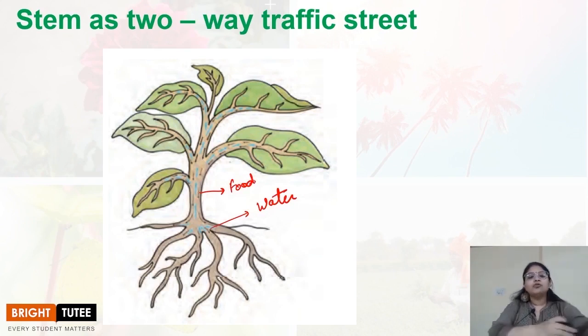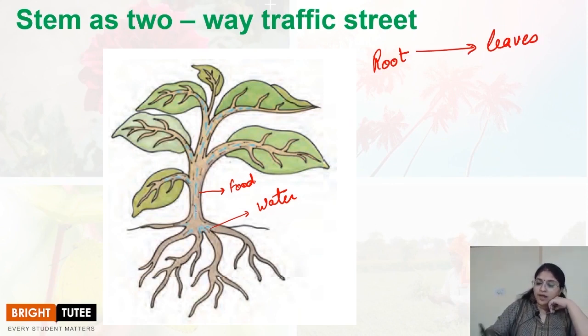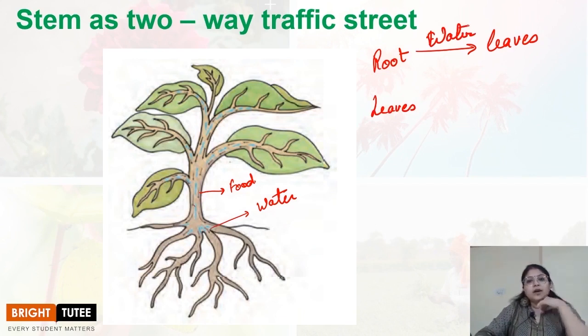Now we already know that root absorbs water from the soil, right? So what happens is that root takes up water from the soil and the water is taken up through the stem to all the leaves, right? So the water goes up from the root, as you can see with the help of these blue arrows. Then the leaves make food, right? And we know that the food made by the leaves is required by the whole body of the plant. So from the leaves, the food goes to all the parts of the plant, including root.